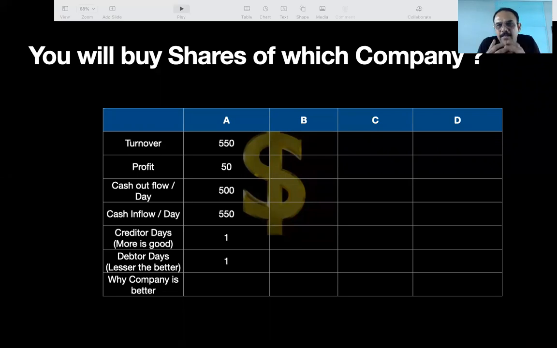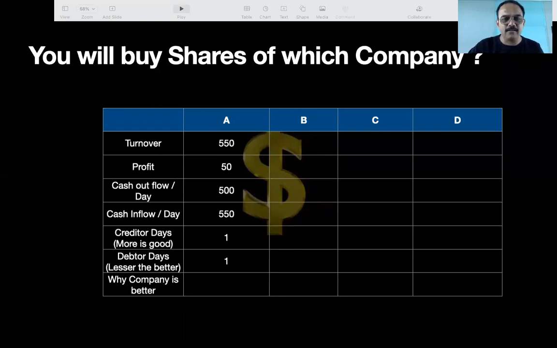Creditor days, in how many days it pays to its supplier, is 1 day. Debtor days, in how many days it gets the payment from the customer, is 1 day. Clear? Sabne apna table fill kar diya, everyone filled their table for company A. Okay, so under company A they have filled.